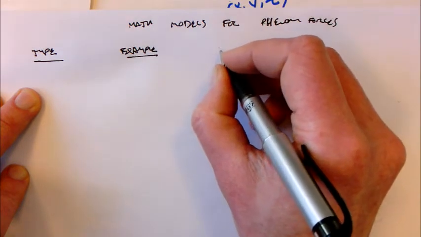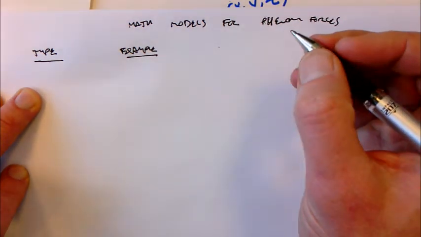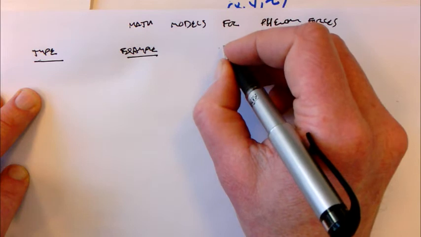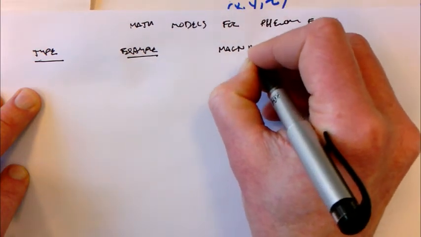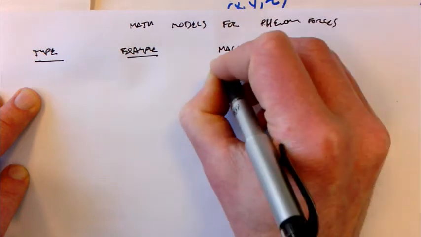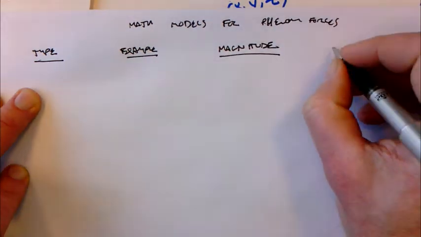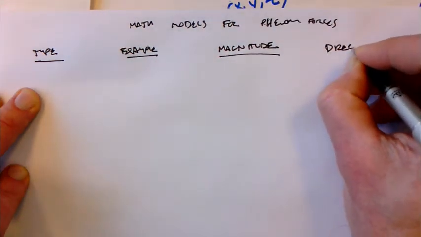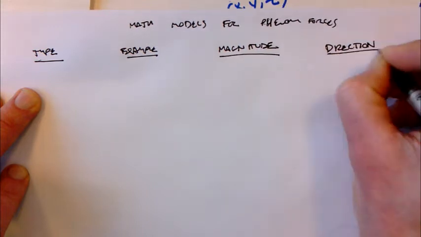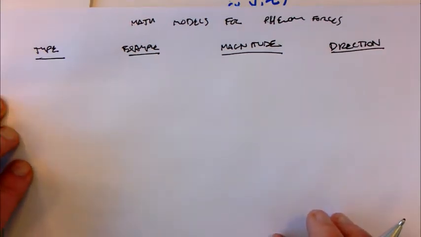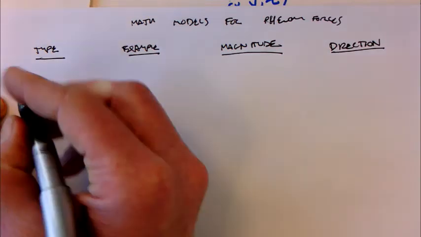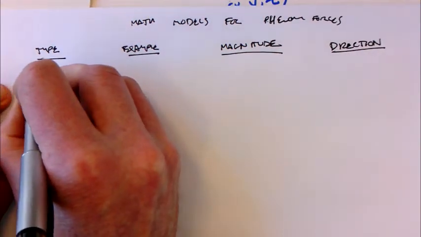Then, since forces are vector quantities, they have both a magnitude and a direction. So we'll talk about what the mathematical model is for the magnitude of the phenomenological force, and also for the direction. In this clip we'll probably end up just talking about friction, because friction is relatively challenging to get right. So let's start with static friction.